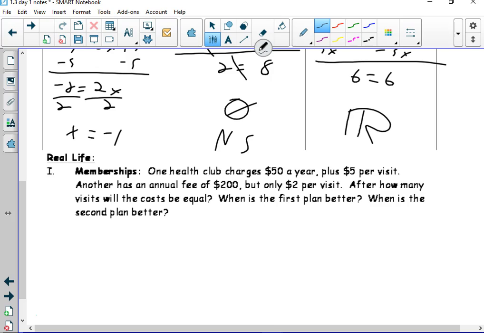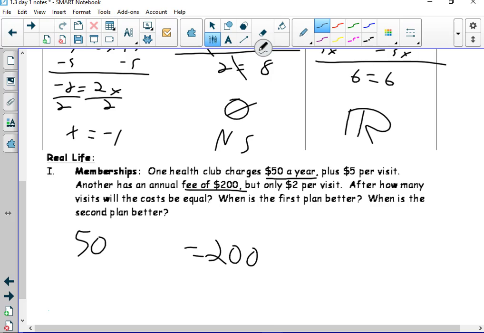Memberships. One health club charges $50 a year plus $5 per visit. Another has an annual fee of $200 but only $2 a visit. After how many visits will they be equal? Okay, well, this is a constant, and this is a constant. Okay, so they're just charging. One place charges $50, and one place charges $200 for a membership. That is just a constant fee. You pay that, whether you go one time or 1,000 times a year. That's what you pay.